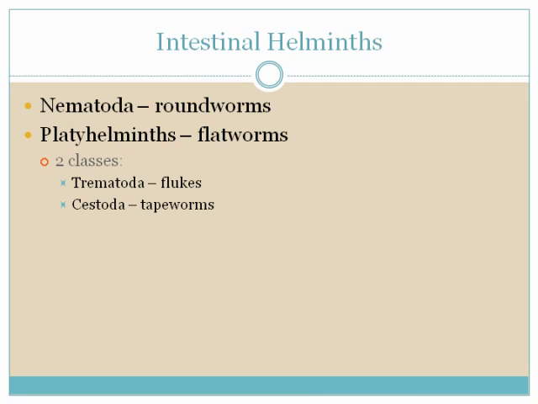Okay, moving on to intestinal helminths. We have the nematodes. These are the roundworms, and then we have the platyhelminths. These are the flatworms. There are two classes. We have the trematodes, which are the flukes, and the cestodes, which are the tapeworms.